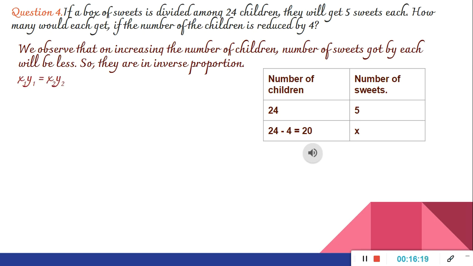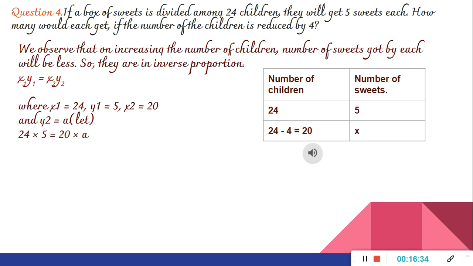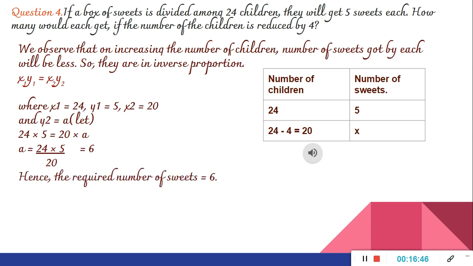So here, what is X1? X1 is 24, Y1 is 5, X2 is 20, and Y2 we take as A. So we can solve it: 24 into 5 is equal to 20 into A. So A is equal to 24 into 5 upon 20. So 5 in 20, 4 times; 4 in 24, 6 times. So what is the answer? A is equal to 6, which means the required number of sweets is 6. So if the number of children is 20, then each child will get 6 sweets, right? Okay.